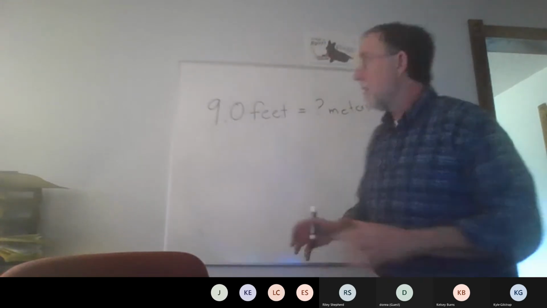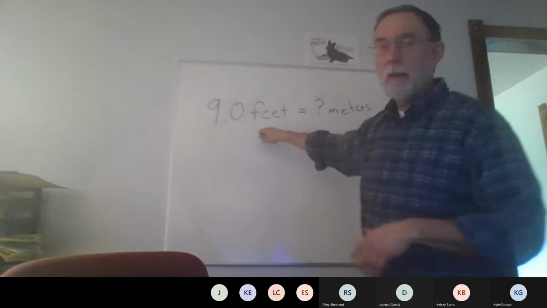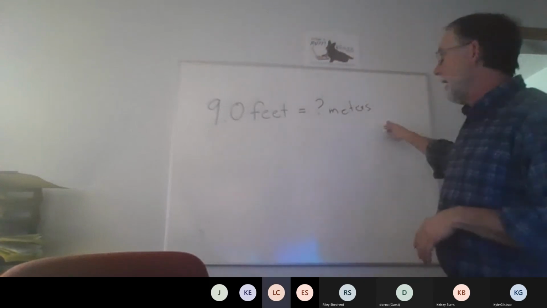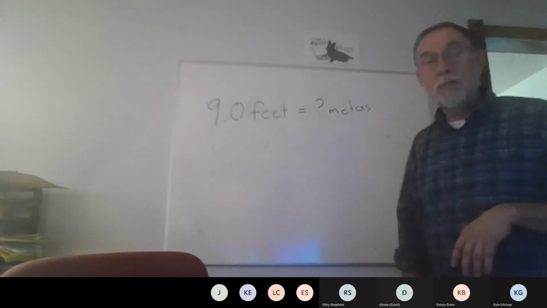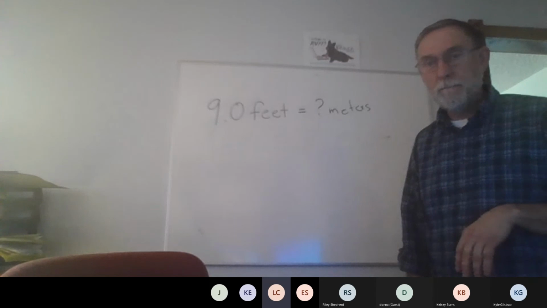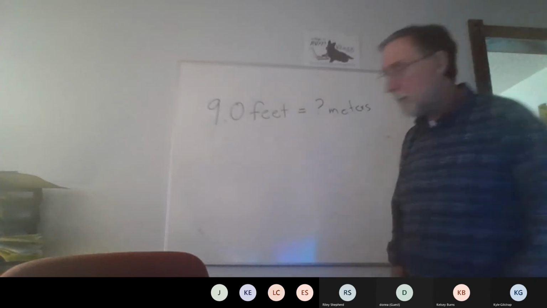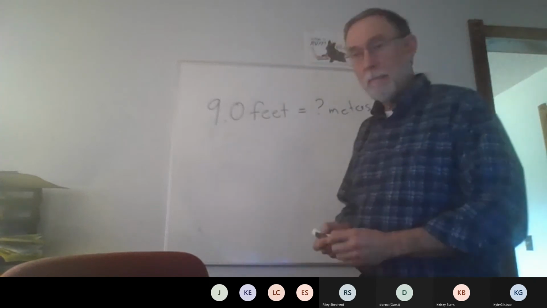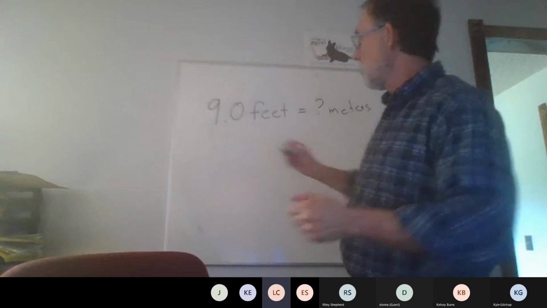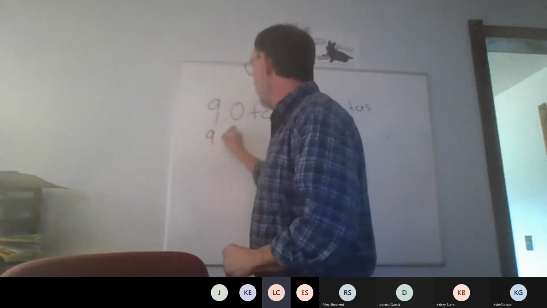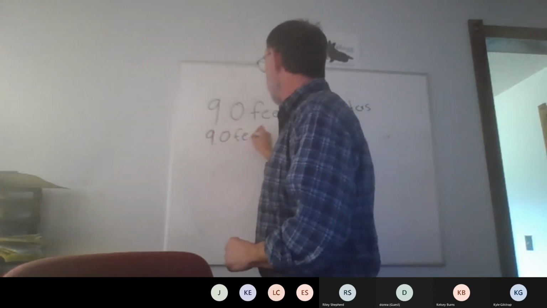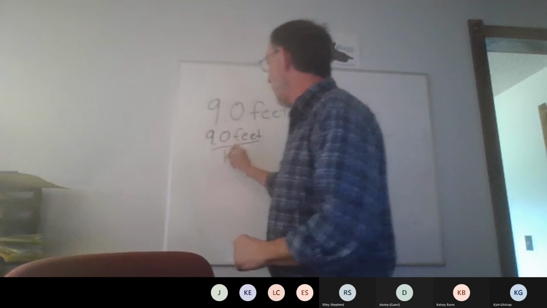But the big picture here is that I have English length and I'm going to metric length. And I don't know what that relationship is. So, no problem. The process is the same. Start with a given. So I start with my given, 9 feet. And if you want to put it over 1, that's fine.